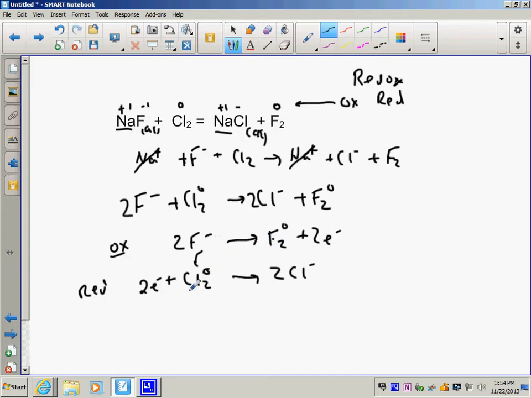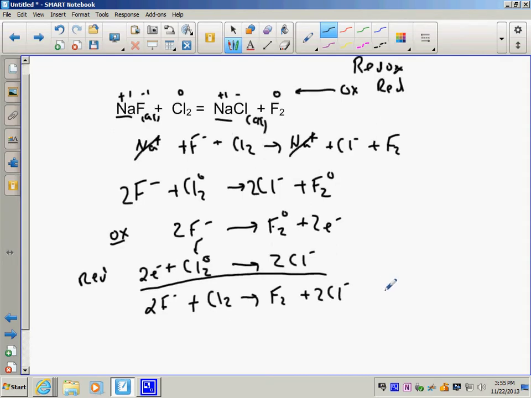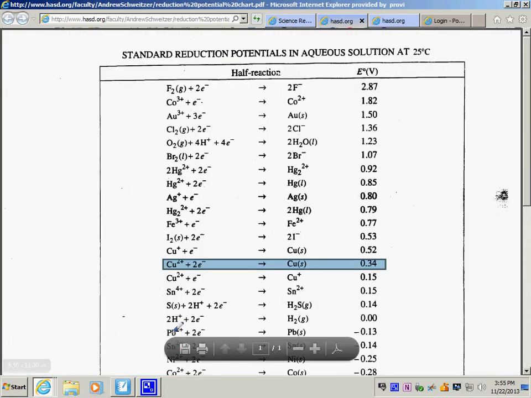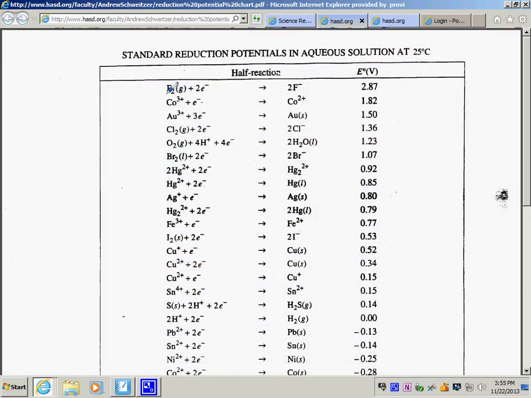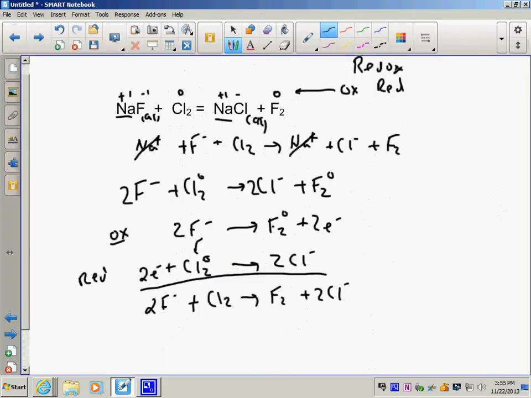Fluoride returns to fluorine. It is a 1-to-1 ratio, so my balanced reaction would be 2F negative plus Cl2 yields F2 plus 2Cl negative. All right, so the question is, does this reaction actually run? I have a reduction reaction I can find right on my chart, and there it is. Look for the reduction of fluorine as the top one. Fluorine to fluoride. I do believe that's what we want. Let's check and make sure.